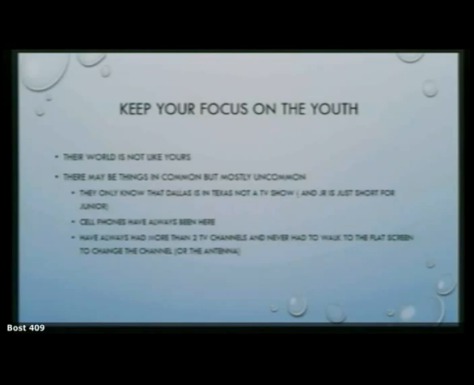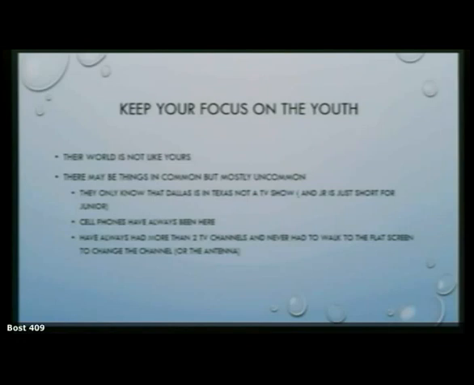Well, first of all, their world is not like ours. There may be some things in common, but mostly, it's not anything that they're common with at all. You're an adult, they're a younger person. You can make a determination if it's raining outside, but for the most part, they live in a separate environment than you do.